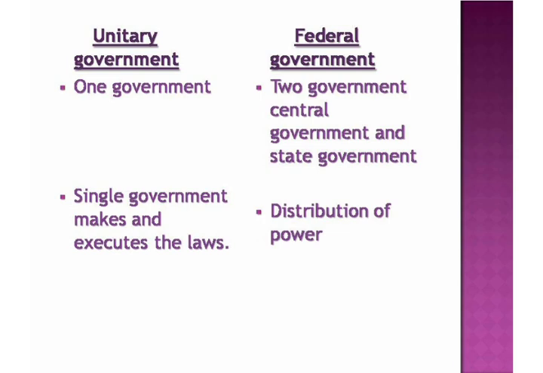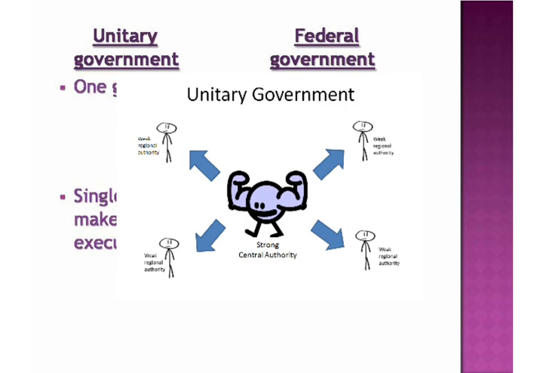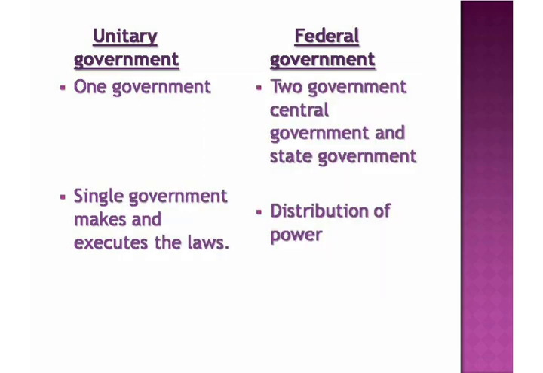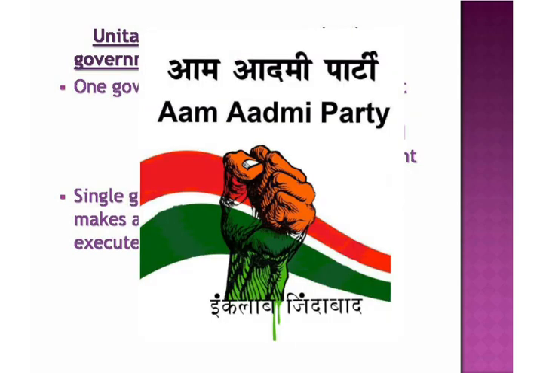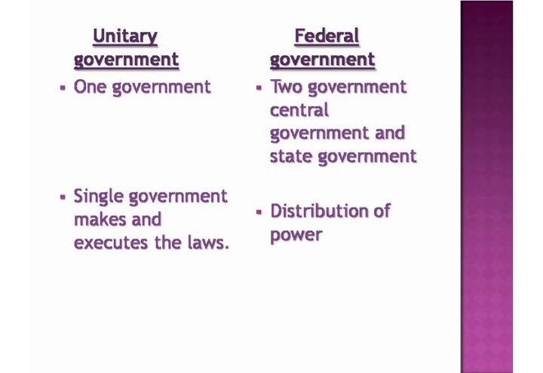Unitary and federal form of government. When there is only one government for the whole country, it is known as a unitary form of government. And when there are two governments, central government and state government, both for the country, it is known as federal government.